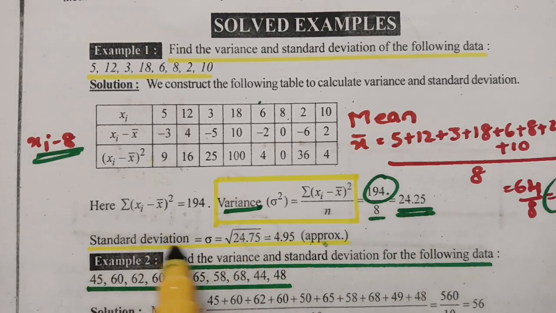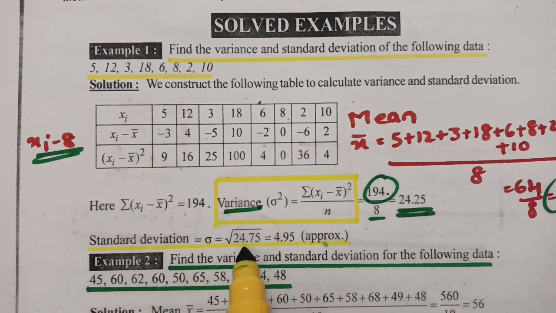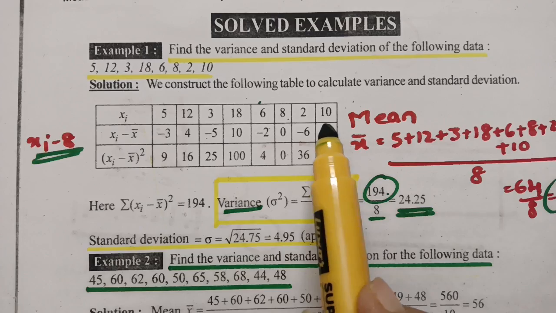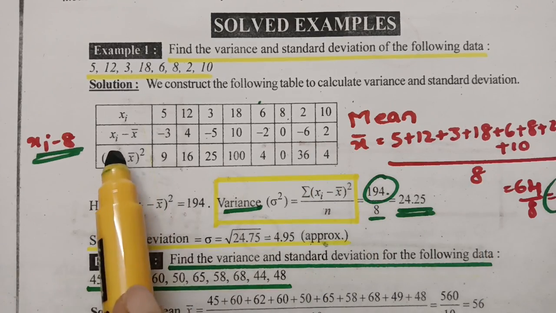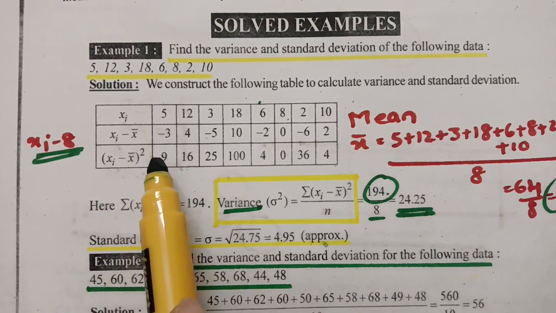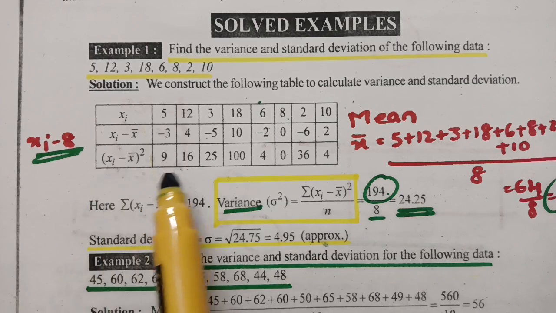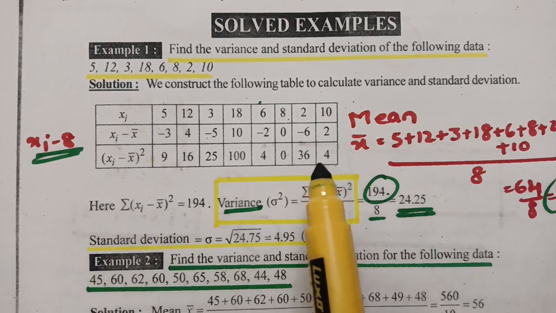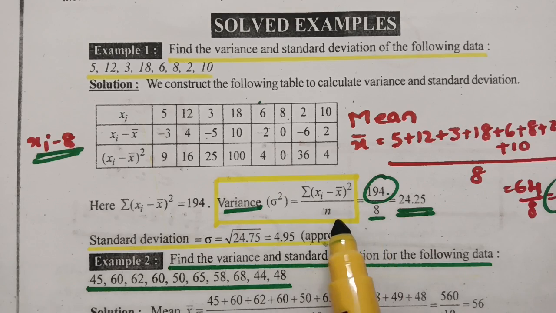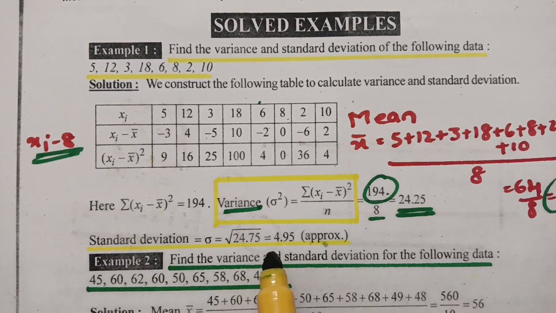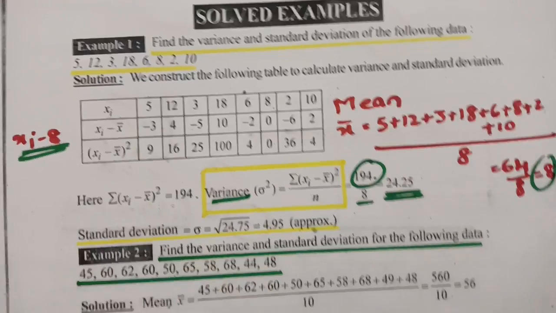Now the standard deviation is nothing but the positive square root of the variance, that is square root of 24.75, which is nothing but 4.95 approx. So this is how we have to calculate. The first x values are given, we have to find out the mean, and from each and every x value we have to subtract the mean value and square it, and add up all these for the summation value, divided by the number of values given, that is 8. That will be the variance. And if you take the positive square root of the variance, we'll get the standard deviation.